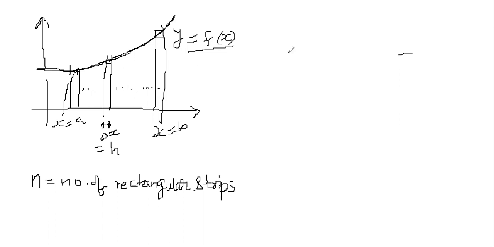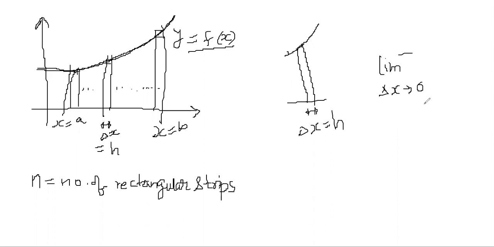Now if there is a curve something like this and you are taking a small strip of width delta x, which I am also calling h. So basically it is not exactly rectangular because here at the end there is a curve, but here we will use a limit. Limit delta x is tending towards 0. So this is basically dx.